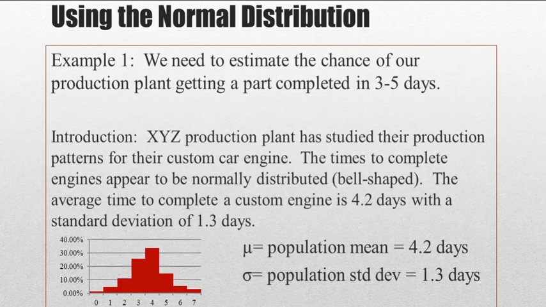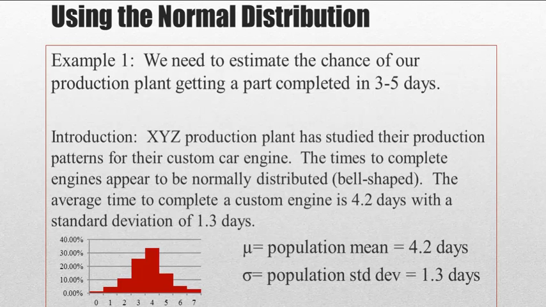Bigger picture: XYZ production plant, we study their production for the past few years on how long it takes to produce a custom car engine. The times to complete their engine based on historical data appear to be normally distributed. That's a key factor in being able to use the normal distribution to do this. The chart in the bottom left shows that it's fairly normally distributed. It looks like a bell-shaped curve.